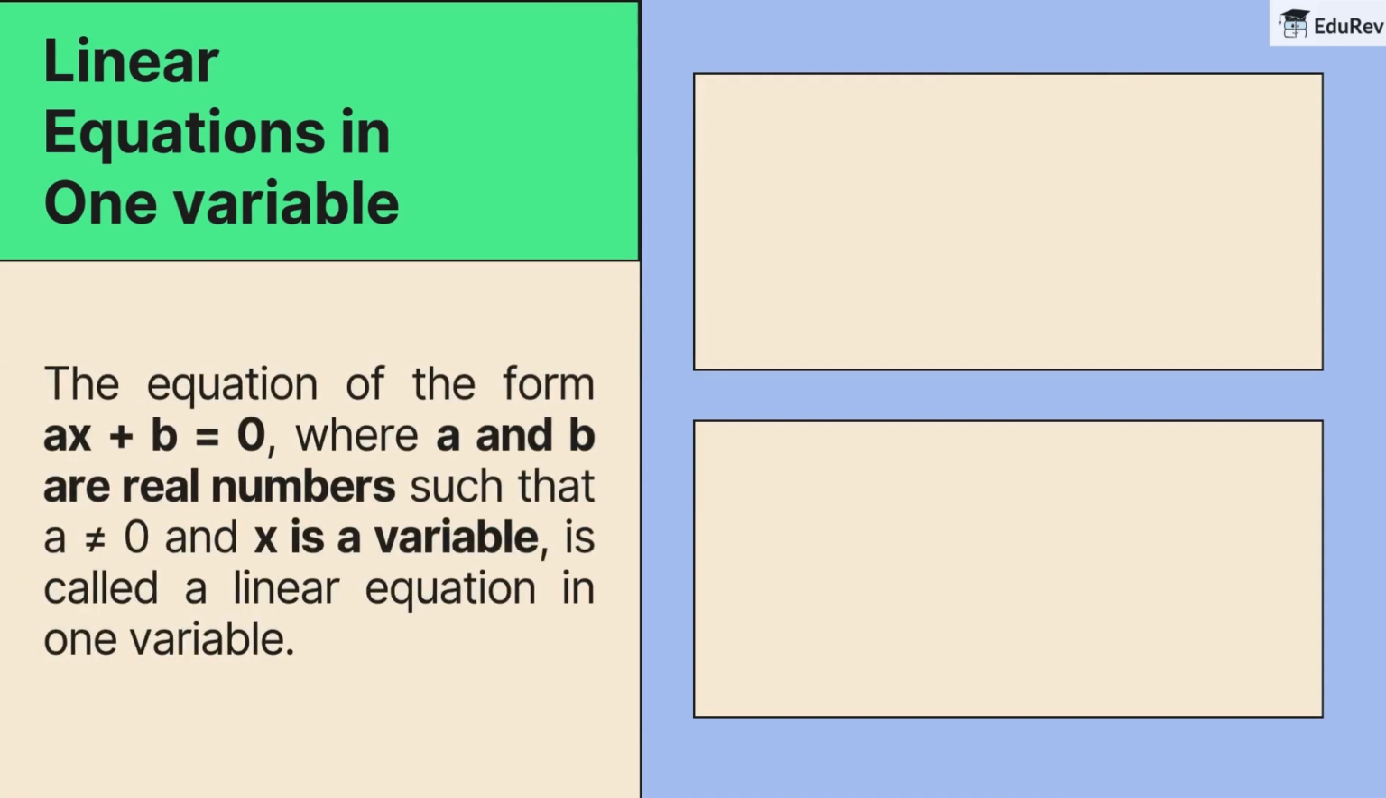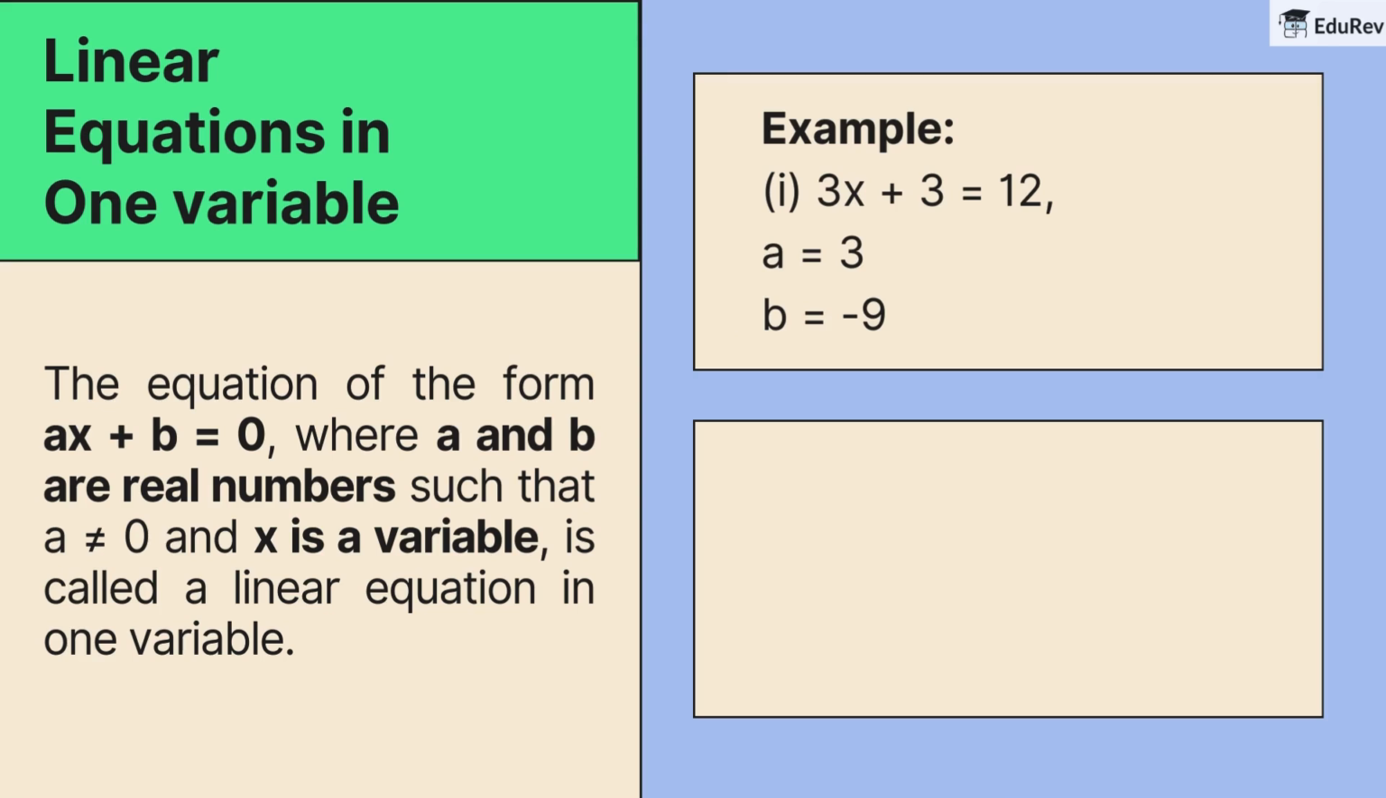The equation of the form ax plus b is equal to 0, where a and b are real numbers such that a is not equal to 0 and x is a variable, is called a linear equation in one variable. For example, consider 3x plus 3 is equal to 12, where a is equal to 3 and b is equal to minus 9. Another example is t plus 2t is equal to 7 minus t. Here a is equal to 4 and b is equal to minus 7.